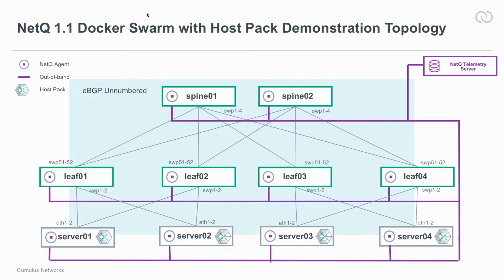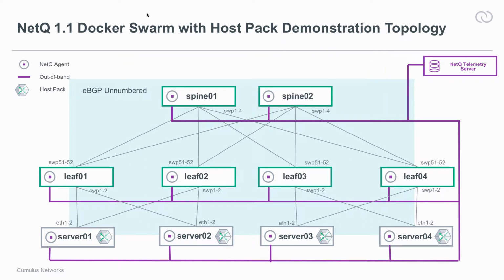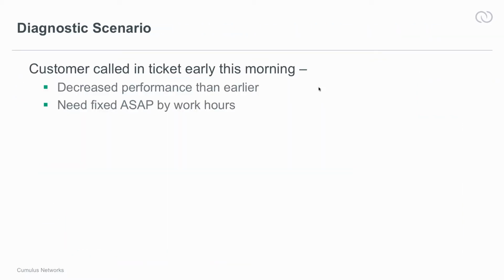The demo also uses the Docker Swarm orchestration platform. Docker Swarm is responsible for managing the container lifecycle, which includes deploying containers and maintaining the application service level in the event of a server failure. I have an Apache service called Apache Crucial deployed with 4 containers that is our primary money-making application. It's early morning, and a customer just called in a ticket with a degraded performance issue.